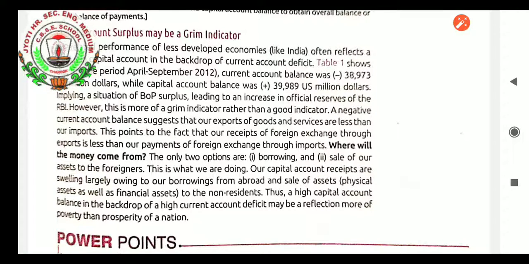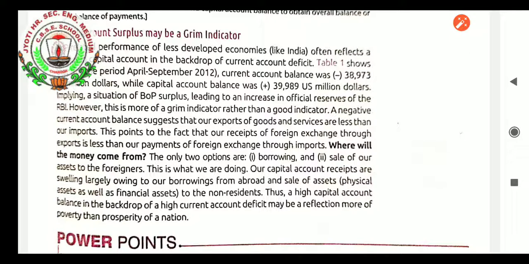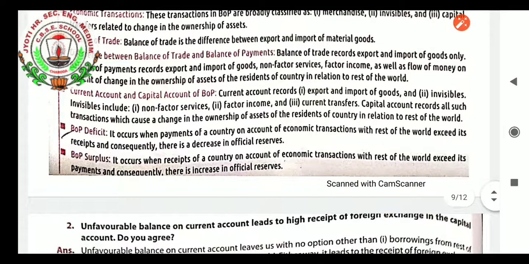So this was the chapter balance of payment. Refer to the chapter properly. If any doubt, you can ask me. Related to the project, it would be good if you start making the project, or discuss your project with me, so that I can come to know how much has been done by you, and we can go through it together for the project to be completed well. So this was the end of the portion of term 1. After that, I will be starting the term 2 portion, so as to complete the portion within the given period of time.